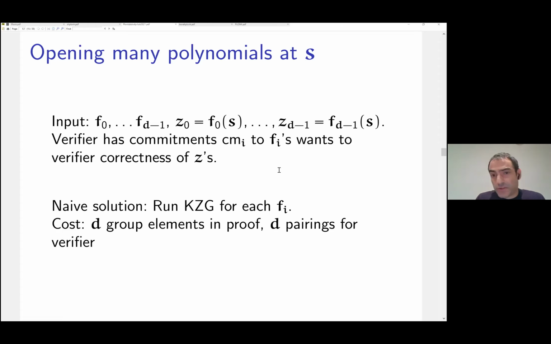So what is the naive solution? Let's just use this KZG scheme for each fi. And what will be the cost of that? We're going to have a proof of length d, because every polynomial will have some opening proof. And we're going to have d pairings to check these proofs. Or I guess the 100% naive thing, it'll be 2d pairings, because each KZG check is 2 pairings. So that's the super naive thing.